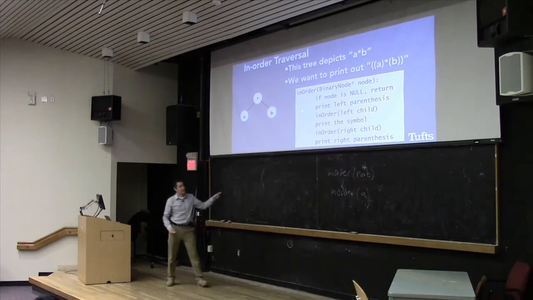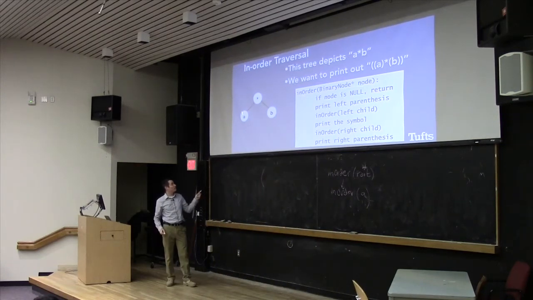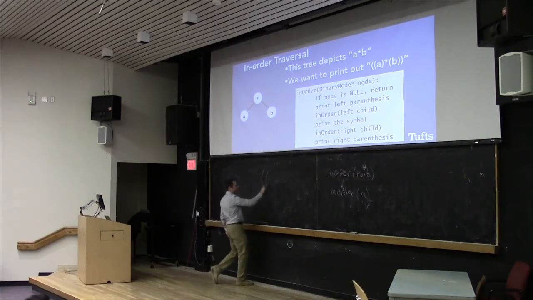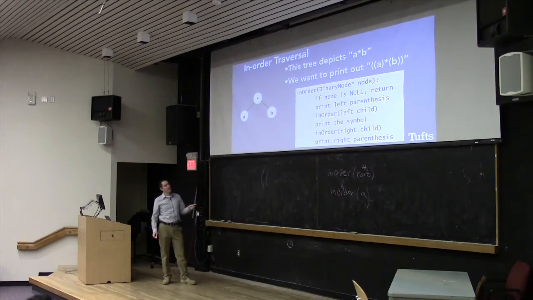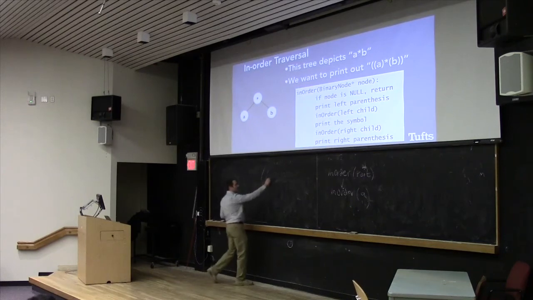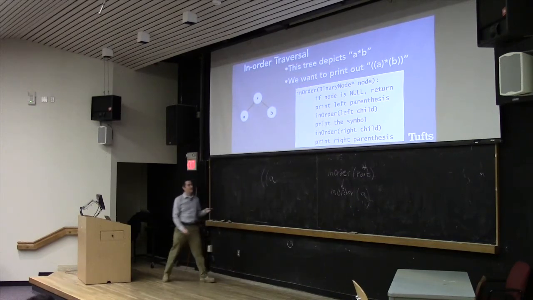Okay, so we started back at the top again. Is that node null? Nope, this node's not null. So we print a left parentheses. Then we do in order left child. Well, what's the left child of A? Null. So when it gets in here and it says in order null, it returns. Okay, so then what happens is we're back here after in order left child for A, which says print the symbol. Prints A, because A is the symbol for this.